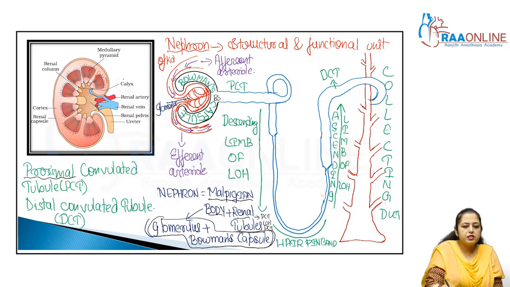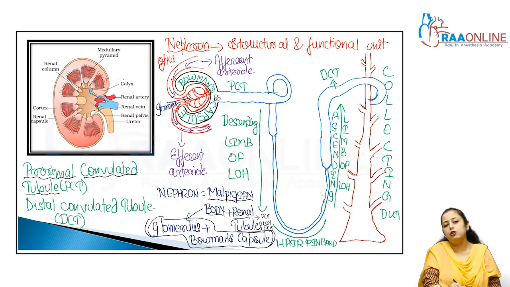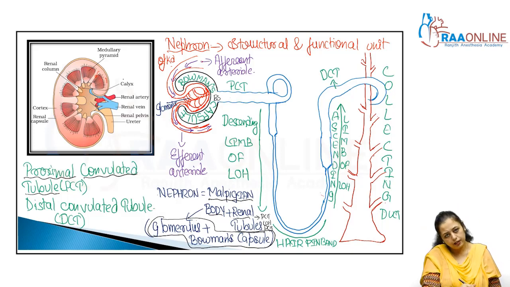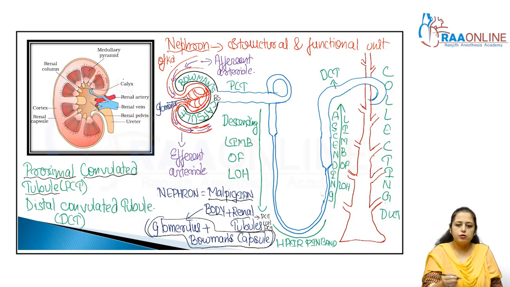The full form of PCT is proximal convoluted tubule. Why is it called proximal convoluted? Proximal means nearest, that is, nearby the Bowman's capsule. That's what is called the proximal. Why is it called convoluted? Because it is highly contorted, or we can say a coiled structure, a highly coiled structure.